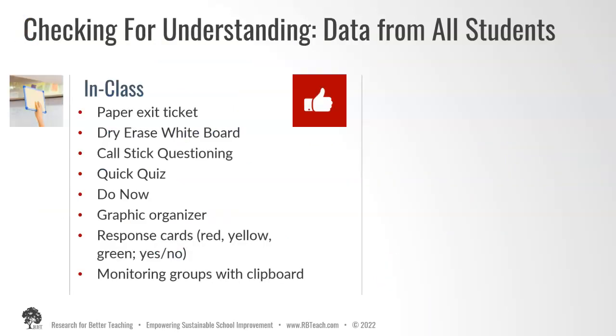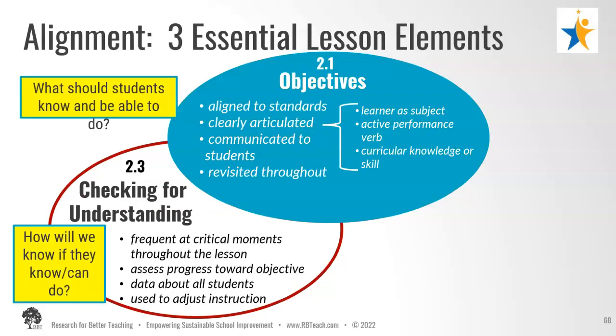So some ways that teachers check for understanding from all students are exit slips, dry erase boards, stick questioning, the do now, graphic organizers, and red, yellow, green response cards. Teachers walk around and check off with a clipboard, monitoring groups that way. Lots of ways to check for understanding.